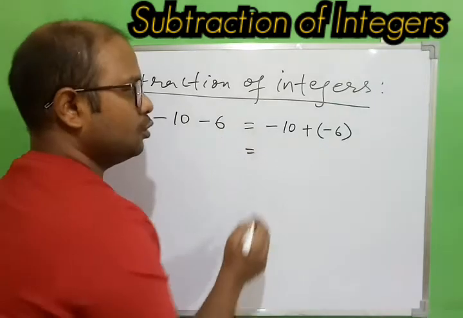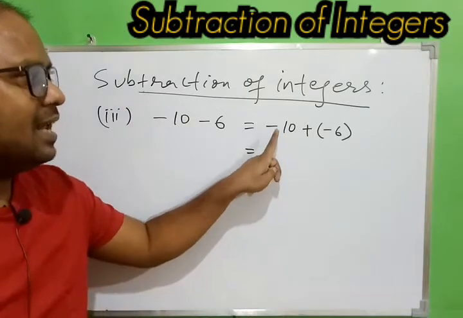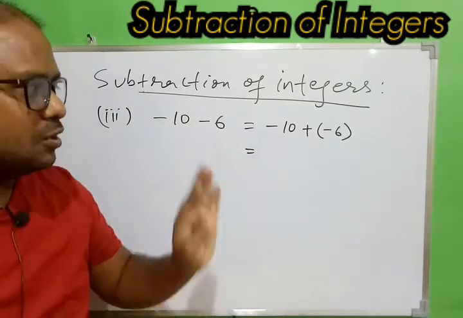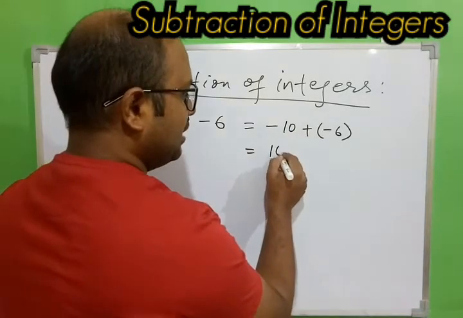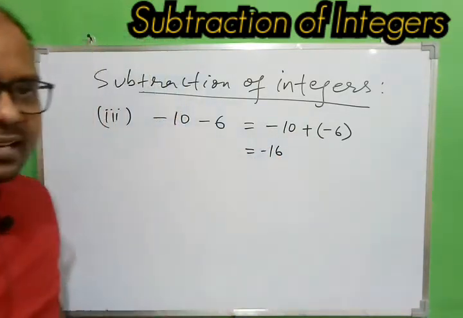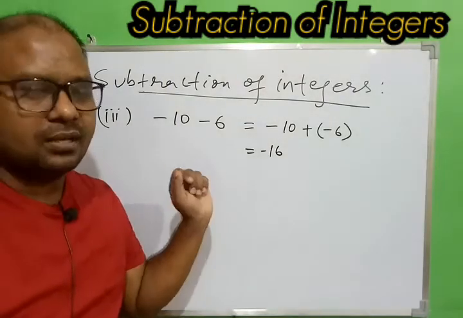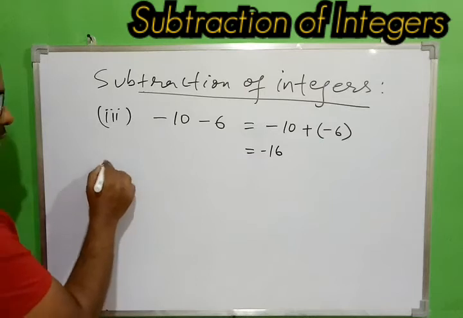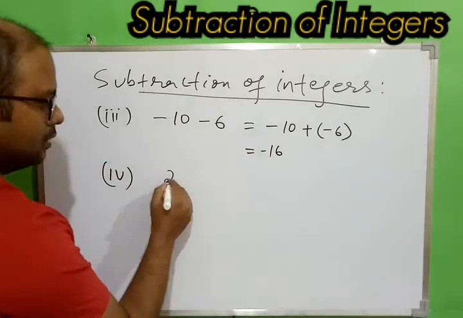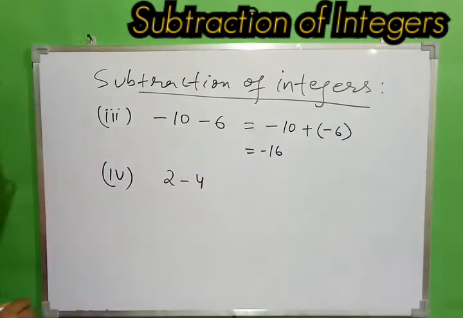And now you know this rule. We are basically adding two negative integers, and you know what is to be done? The negative integers are just added. So 10 plus 6 is 16, and we know if negative integers are added together we always get a negative sign. So this is the answer, minus 16, nothing else. Let's take another example. 2 minus 4.